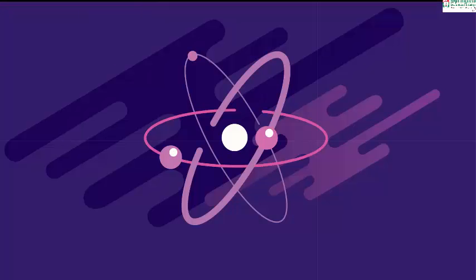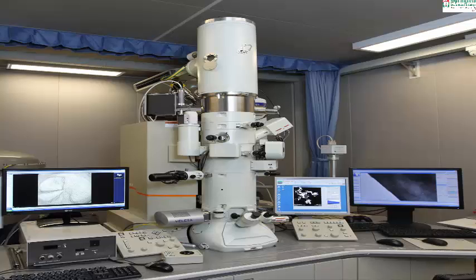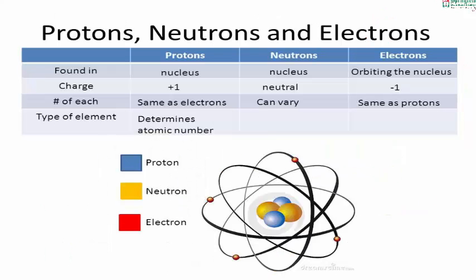So an atom is the smallest part of an element. It cannot be seen with an ordinary microscope. You will require a special type of microscope, that is an electron microscope. So all atoms are made up of three particles, which are protons, neutrons and electrons. Protons and electrons have the same number, and neutrons vary.